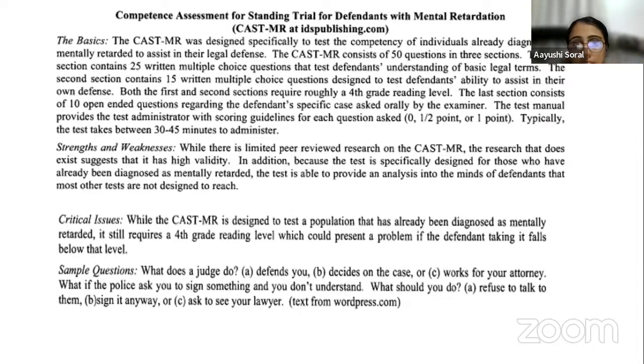As we have discussed earlier, there are 3 sections, 50 questions in total. The first section is 25 MCQs, the second section is 15 MCQs, and the third is 10 open-ended questions. So the first two are MCQ-based. The first is on legal terms, and the second talks about how much the person is able to defend himself or herself. Now my question is, these two items are both MCQs. Can you identify from which section these are taken, the first, legal terms, or the second, defendant's assistance?